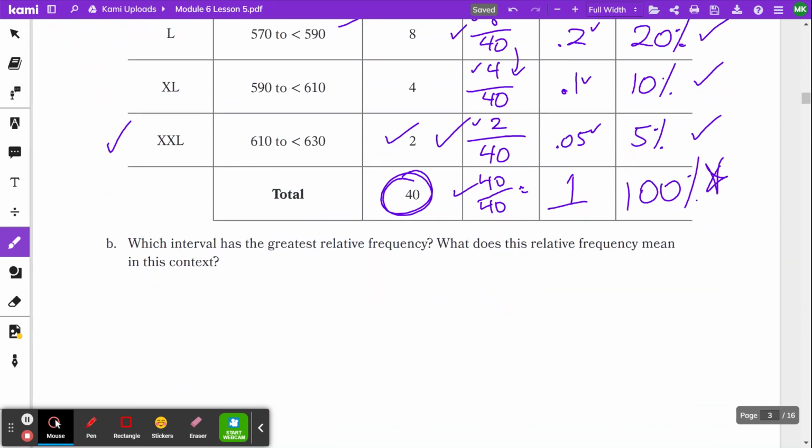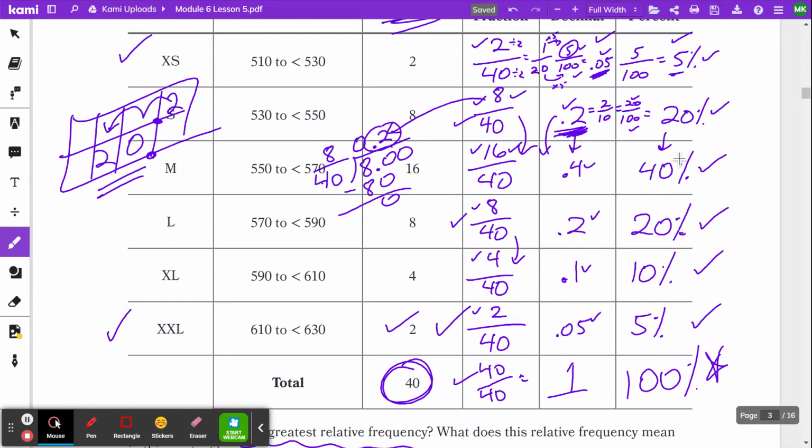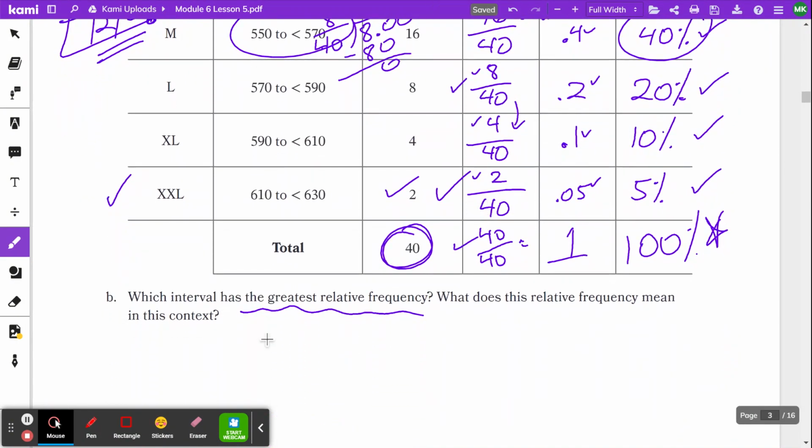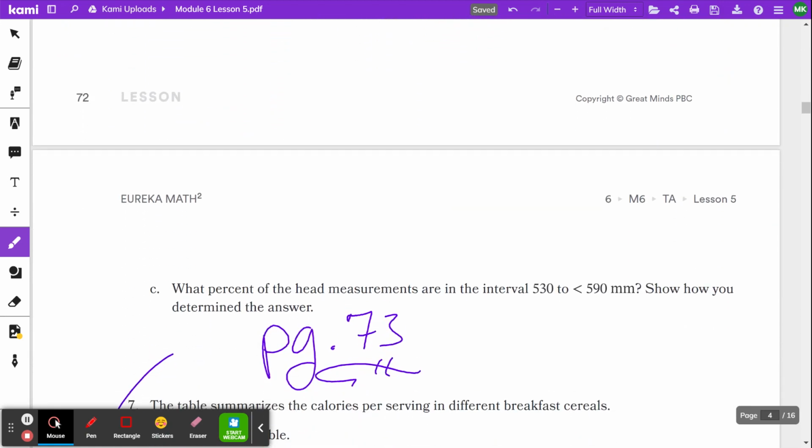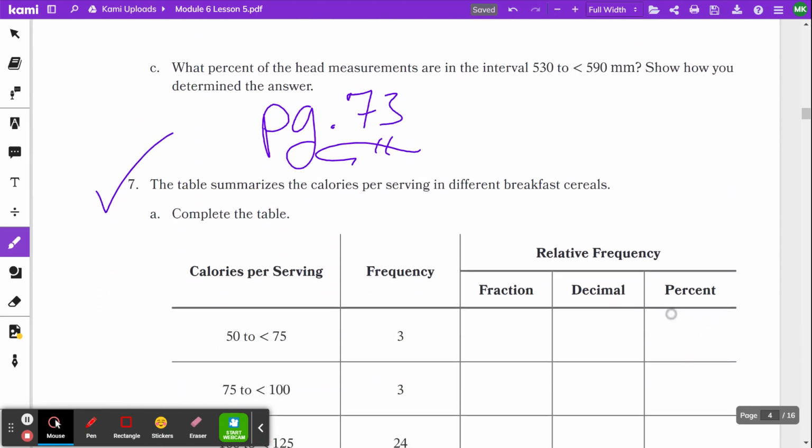Okay, so let's see. Interval with the greatest relative frequency, that's not a big deal. That's my 40%, but they want the interval. So we're looking at the 550 to less than 570. So most kids are going to need a hat that fits that size there, right? Which is kind of cool.